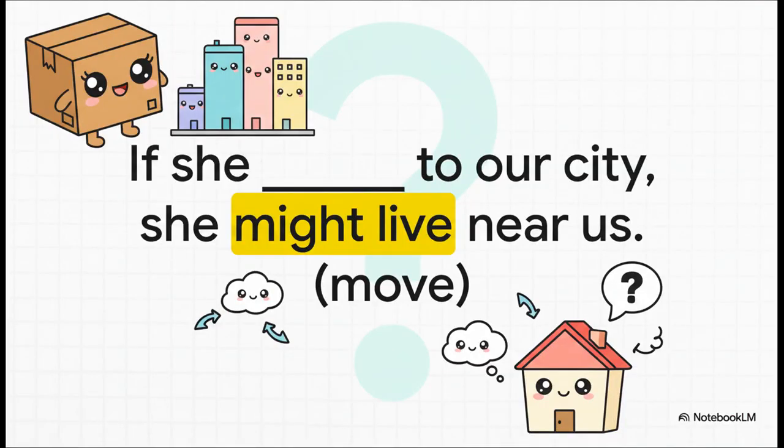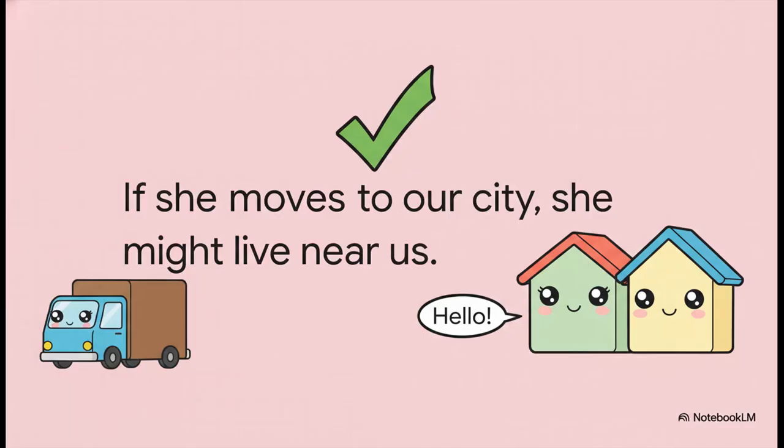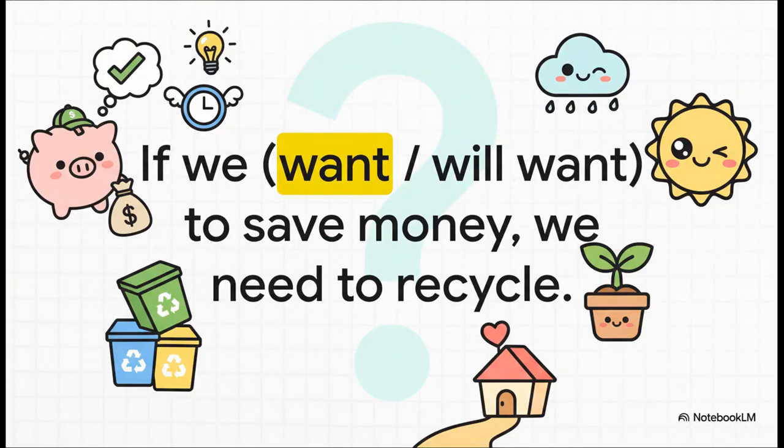Ready for another one? The result here is she might live near us. So what's the right form for the verb move? Take a second. What do you think? And the answer is moves. It's that same pattern again, right? The classic first conditional. If plus the simple present. If she moves, that leads to a possible future result. Simple.